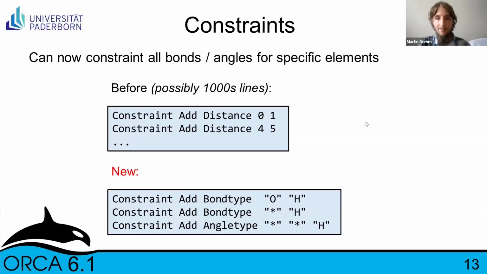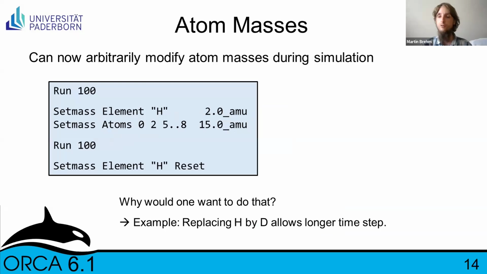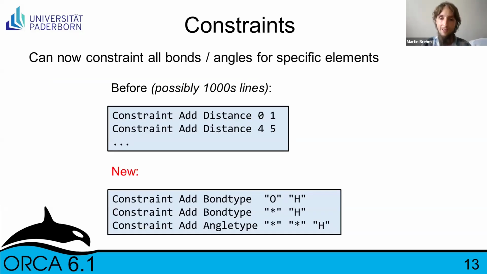What we now implemented is that you can constrain also certain bond types or angle types. Considering the first line here in the lower box, you would constrain all bonds between oxygen and hydrogen. So for example, if you have water, you could automatically constrain all bonds in water, which could be desirable in certain cases. And you can go even further. You can give a star, an asterisk, for one of the element types, and then you would constrain all bonds from any element to hydrogen. So this would also constrain the NH bond in ammonia, for example.